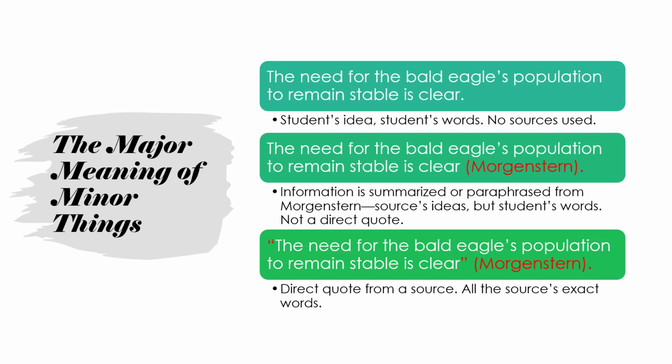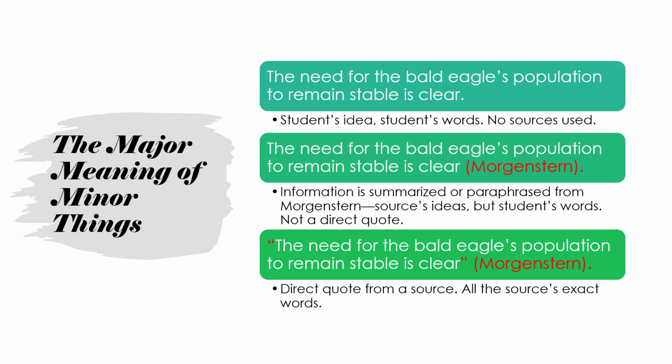Okay? Now here in the second one, we have just added an in-text citation at the end of the sentence. So what this signals to the reader is that the information is now summarized or paraphrased from this author, Morgenstern. So it's the source's ideas, but your words. It is not a direct quote. So if we went into that Morgenstern paper for this second example here, we would find the idea that we really need to support the bald eagle's population and keep it at a good, stable level. But we wouldn't find this exact sentence in their paper.